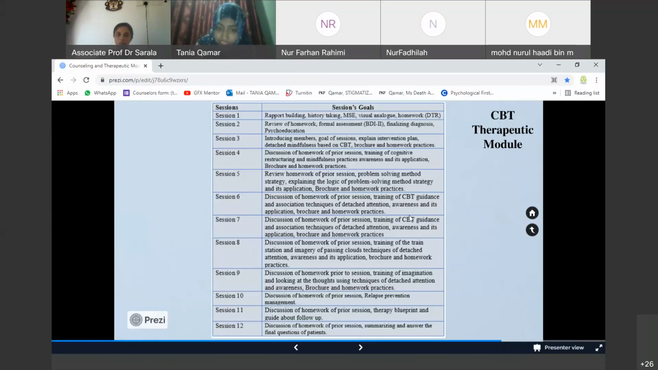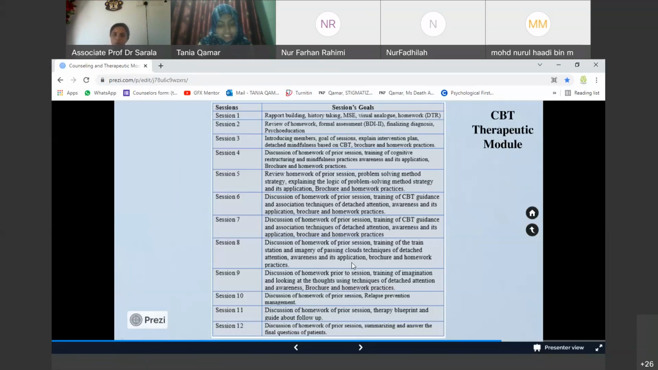In session 7, discussion of homework of prior sessions, training of CBT guidance and association techniques of detached attention, awareness and its application. In session 8, discussion of homework of prior sessions, training of the train station, and imagery of passing cloud techniques of detached attention. The cloud technique is the main strategy of detached mindfulness. In our therapy we use this technique.